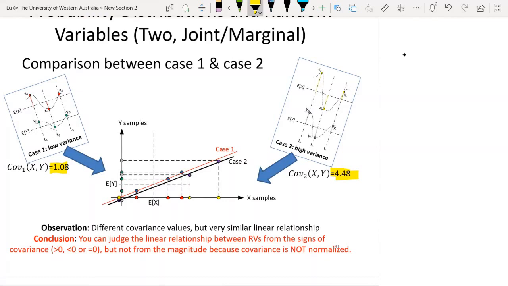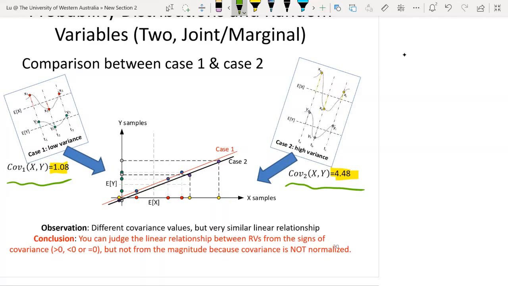In other words, the linear relationship in these two groups of random variables are similar. That means a stronger or bigger covariance value doesn't mean the linear relationship is stronger than the lower covariance value. So here we say the value of the covariance cannot be used to judge if the linear relationship is stronger or weaker. It doesn't mean that.